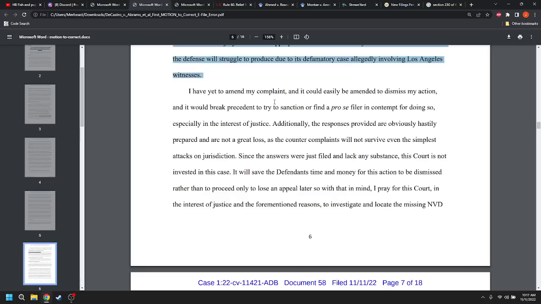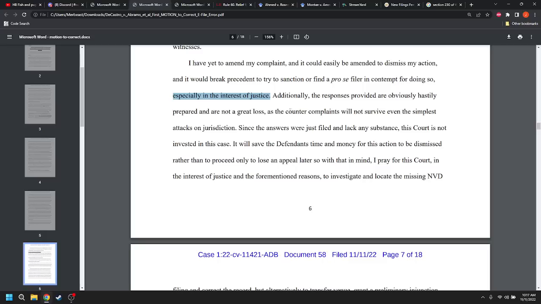I have yet to amend my complaint, and it could easily be amended to dismiss my action. Oh, could it? The problem is that there are counterclaims against you, so good luck. And it would break precedent to try to sanction or find a pro se filer in contempt for doing so. You telling the court that you're going to do something, if the court thinks that you shouldn't do it, and you're like, oh, I'm going to do this, and it would break precedent for you to find me in contempt for doing it, despite you not wanting me to do it.